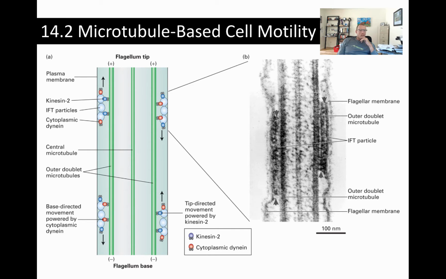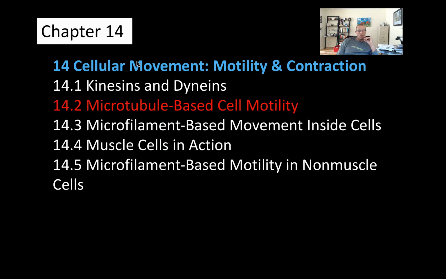So kinesins, these two proteins here, are going to move material towards the plus end at the flagellum tip, and then we'd have base-directed movement powered by dyneins down here. And so we can move material up and down the axonemal filament so that we can grow and shrink the flagellum as we need to.